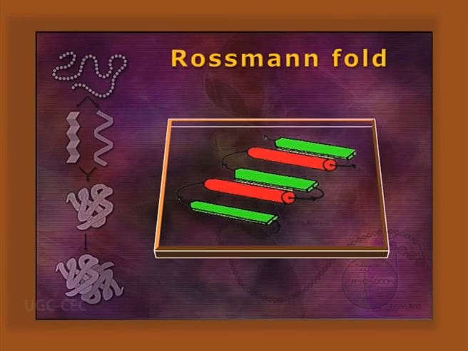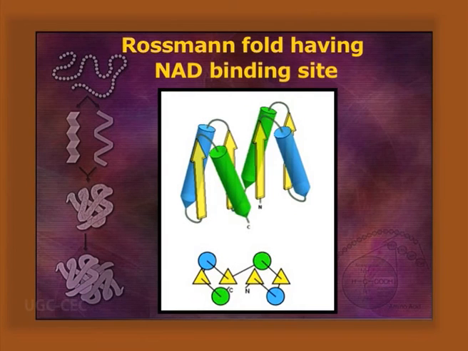The Rossmann fold is named after the scientist. There are 3 beta strands and 2 alpha helices. Starting from the N terminus end: beta, then alpha, then beta, then alpha, then again beta at the C terminus end. It is found in dehydrogenase enzymes which bind NAD+.